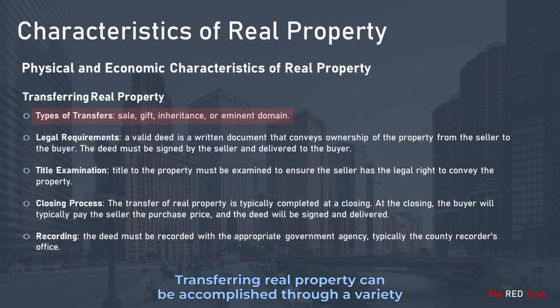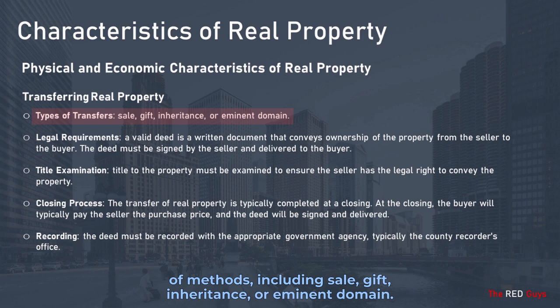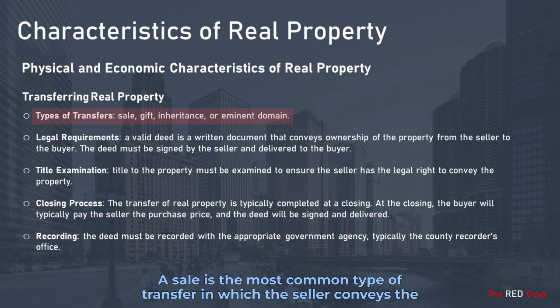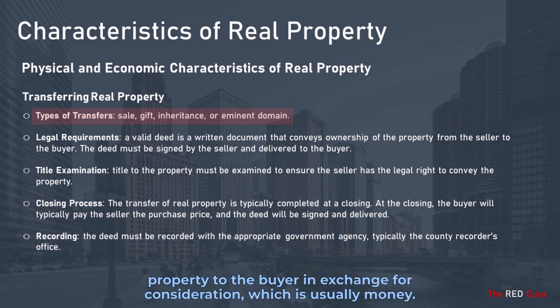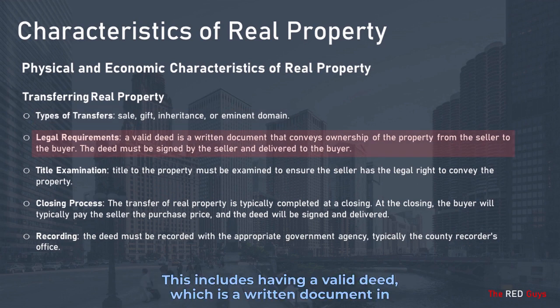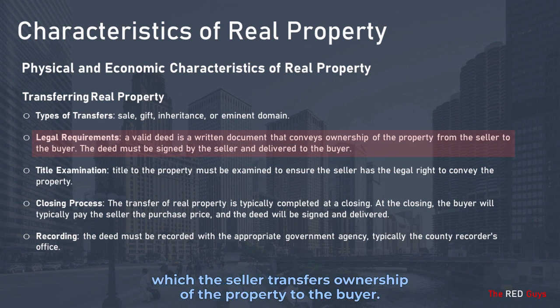Transferring real property can be accomplished through a variety of methods, including sale, gift, inheritance, or eminent domain. A sale is the most common type of transfer in which the seller conveys the property to the buyer in exchange for consideration, which is usually money. Certain legal requirements must also be met in order to transfer real estate. This includes having a valid deed, which is a written document in which the seller transfers ownership of the property to the buyer.